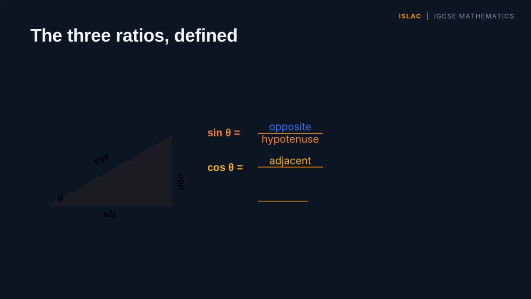Formally, each ratio is defined for the angle theta. Notice the hypotenuse sits under both sine and cosine, while tangent uses the 2 shorter sides. The diagram ties the letters to real sides.